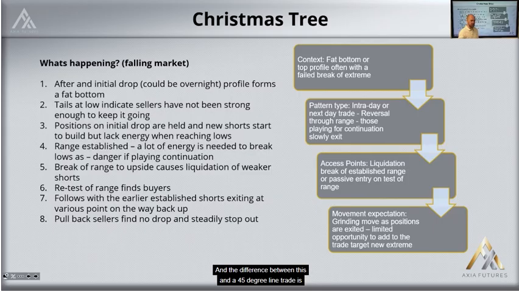The difference between this and a 45-degree line trade is that the Christmas tree has direction and is then reversed, whereas the 45-degree doesn't necessarily have to have too much direction, just the inability to keep going, which generates the direction. So in terms of the sequencing and order of how these things develop, the 45-degree generates the reversal, whereas the Christmas tree directionally moves and then fails to continue it, which is what then creates the reversal.